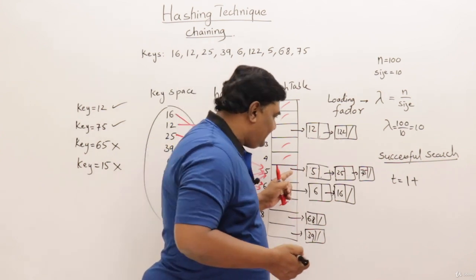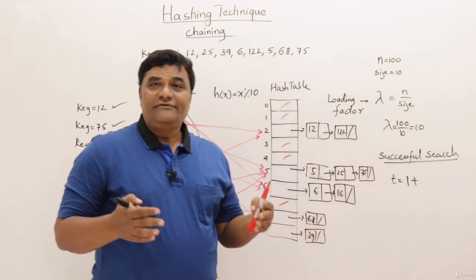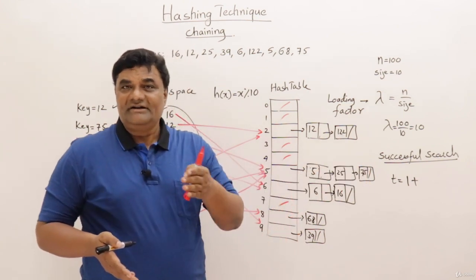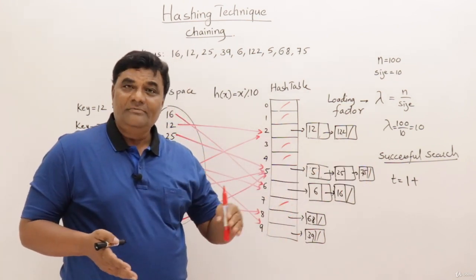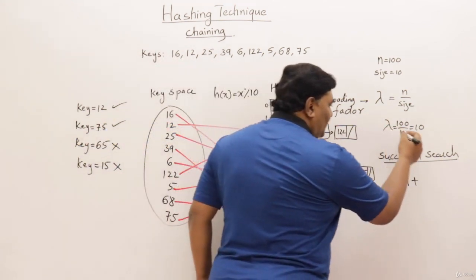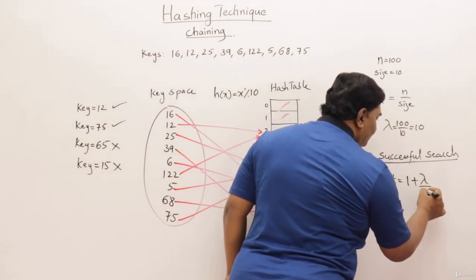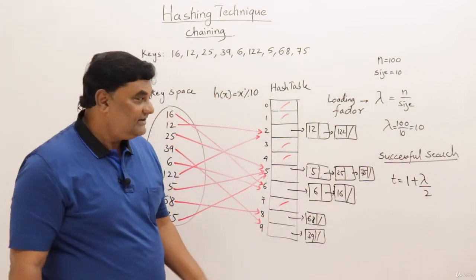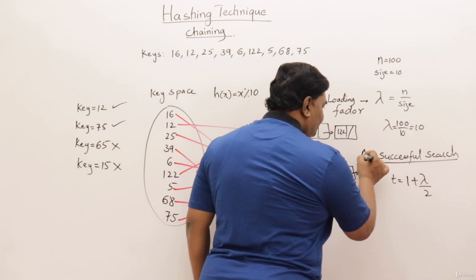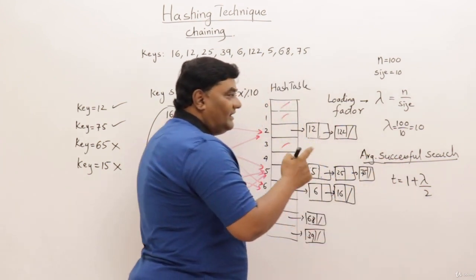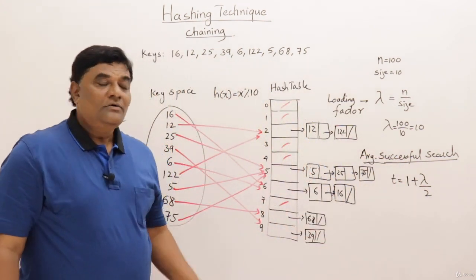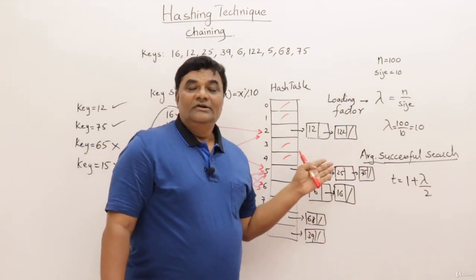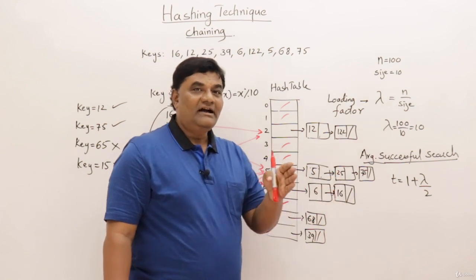We are assuming that at each location 10 keys are there. So for searching, the maximum is 10 comparisons, the minimum is just 1 comparison, and the average is half of it. Whatever lambda is, it is lambda by 2. So this is the average time taken in case of a successful search: 1 plus lambda by 2. 1 is for the hash function, lambda is the loading factor, and by 2 gives the average.